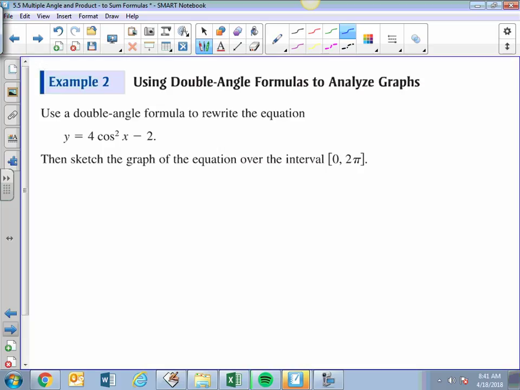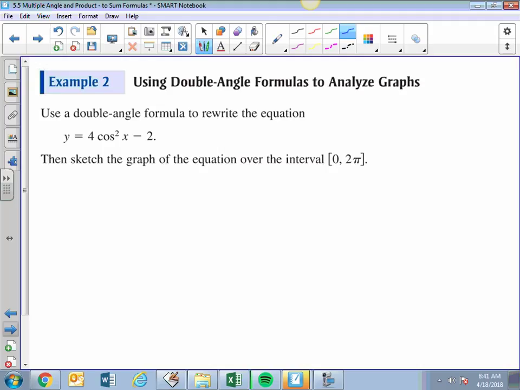Okay, so it says use a double angle formula to rewrite the equation. And then it says, then sketch the graph of an equation over the interval 0 to 2 pi. Okay, so first off, if I want to go ahead and rewrite this, I'm going to check my formulas. My formulas here being the double angle formulas. Really, when I look at it, I don't have anything that matches it. So my next option is, can I factor something out of the right side?